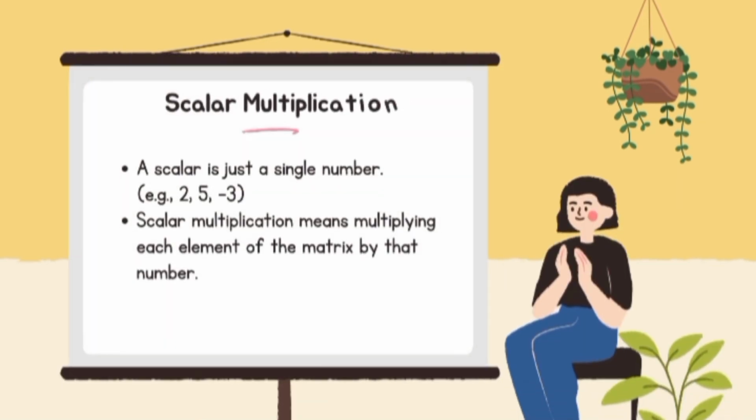Now, let us proceed to scalar multiplication. A scalar is just a single number. When we multiply a matrix by a scalar, we simply multiply each element of the matrix by that number.